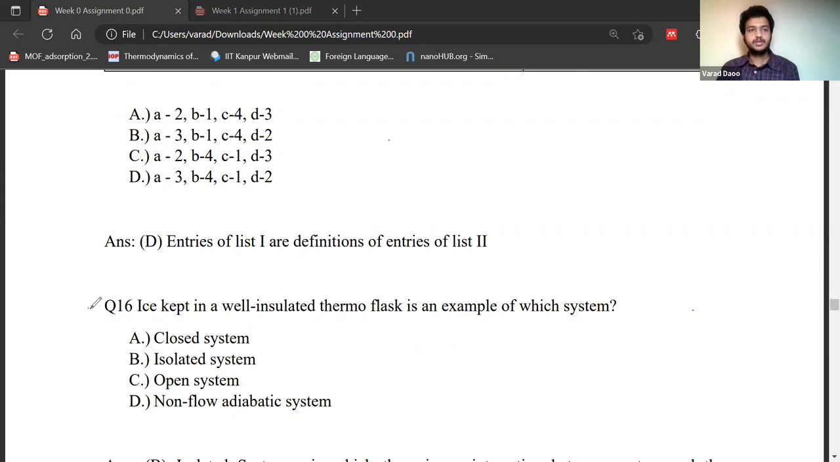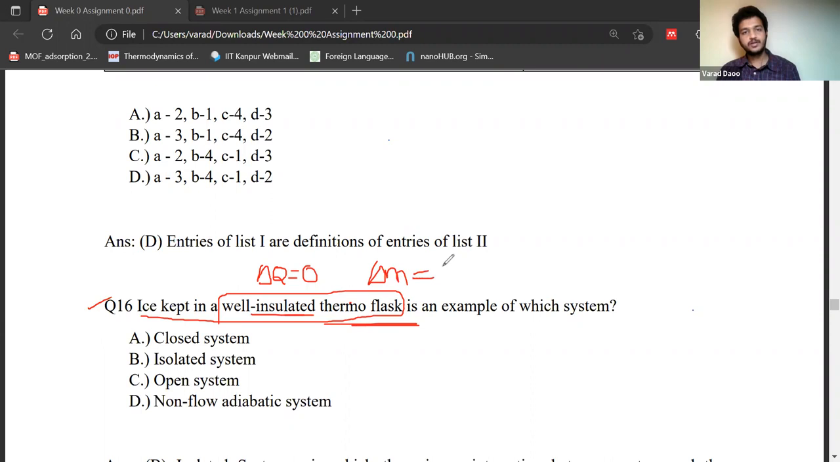Question number 16. Okay. So ice is kept in a well insulated thermal flask. Well insulated means delta Q is 0. It is an example of which system? So ice kept in a well insulated thermoflask. It's insulated, that means delta Q is 0. Thermoflask means there is no exchange of matter as well, right? So delta M is equal to 0 and delta Q is equal to 0.